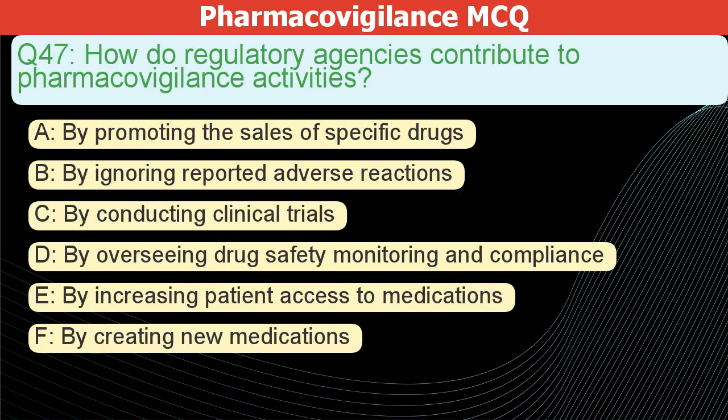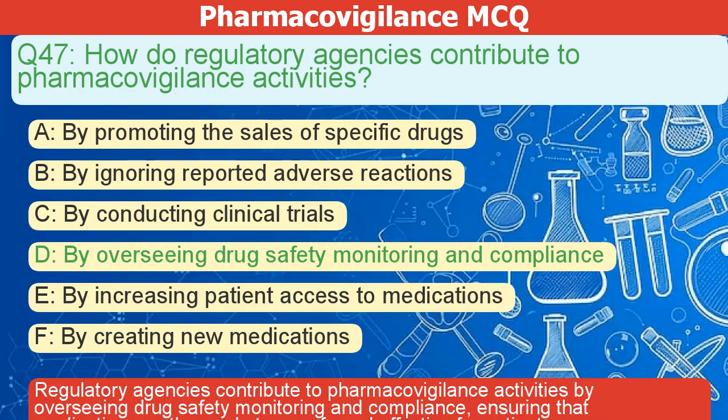How do regulatory agencies contribute to pharmacovigilance activities? A. By promoting the sales of specific drugs. B. By ignoring reported adverse reactions. C. By conducting clinical trials. D. By overseeing drug safety monitoring and compliance. E. By increasing patient access to medications. F. By creating new medications. The correct answer is D. Regulatory agencies contribute to pharmacovigilance activities by overseeing drug safety monitoring and compliance, ensuring that medications on the market are safe and effective for patients.